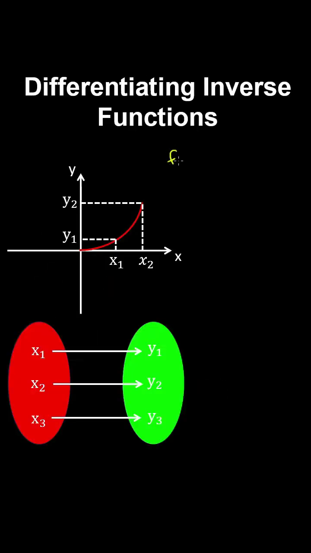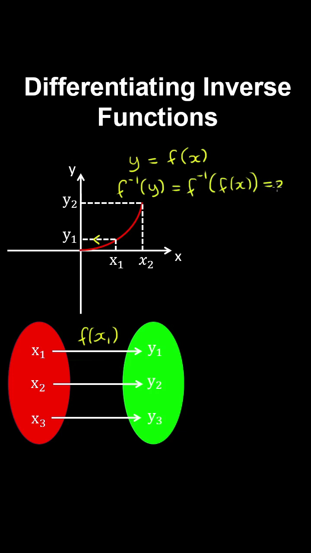A function f takes an input x and returns an output y, which is shown graphically using this curve, and also over here. Now to go backwards, we take the inverse of y, which is the inverse of f of x, and that gives us back x. So that's shown over here, and we can also show this graphically over here.